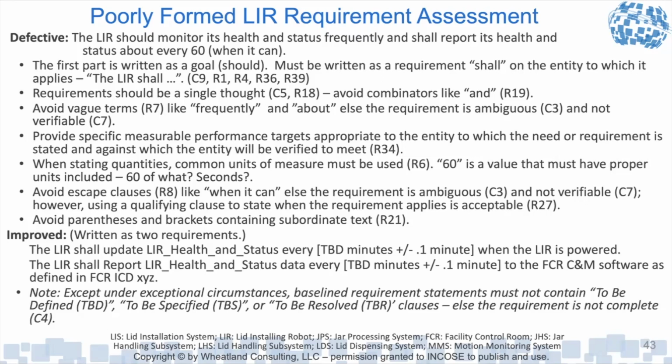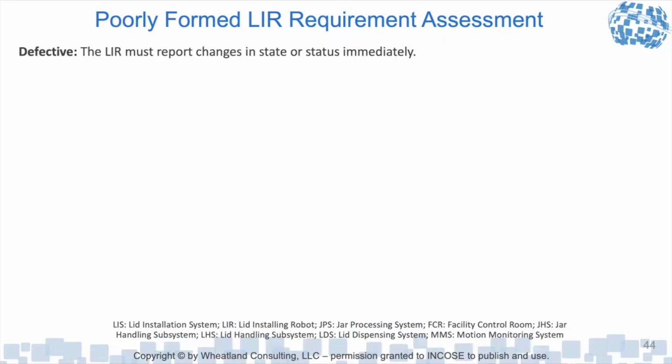Except under exceptional circumstances, baseline requirements must not contain unknowns like to be defined, to be specified, to be resolved clauses, else the requirement is not complete. When you first start writing requirements and the number is not there, it's good to put a bracket around it to indicate something that has to be determined. And then it'd be an action item to somebody to determine exactly what the timing must be. When you baseline requirements, you would replace the TBD with the actual agreed to time value.